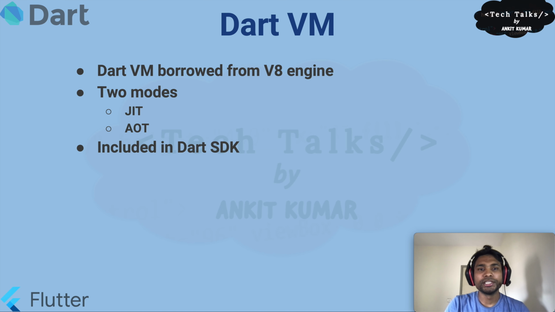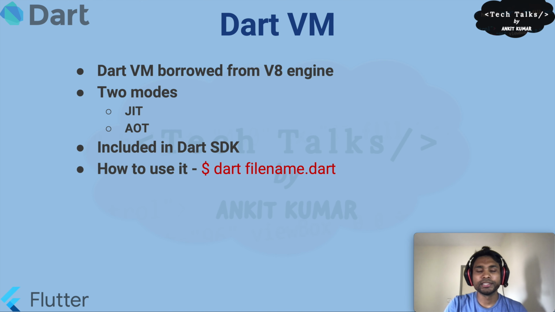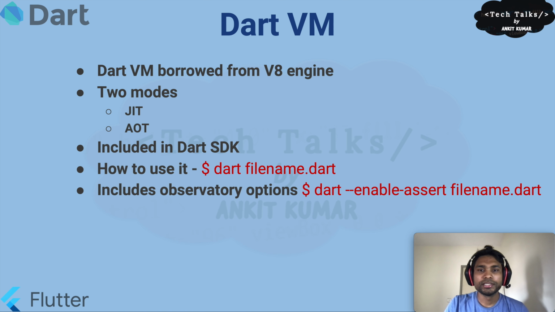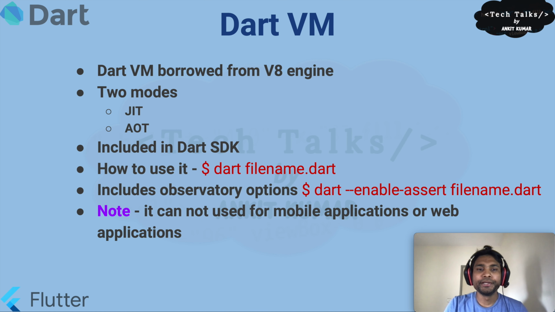Dart VM is included in the Dart SDK itself. To use it, you have to type dart and the file name with the .dart extension. It also includes observatory options such as enable asserts, which is an assert statement that checks a boolean condition and raises an exception if the condition is false. An important point to note about the Dart VM is that it cannot be used for mobile applications or web applications.